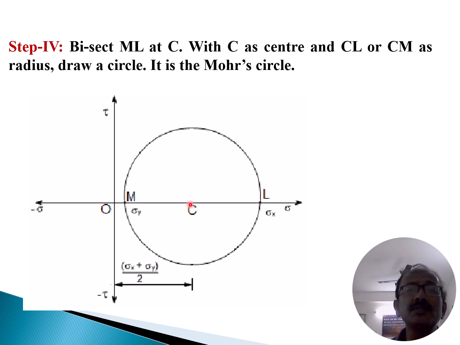So draw a circle. First of all we find the center of the circle, and when you find the center, this should be the radius of the circle, which means the circle will touch M and L. After finding the center, CL or CM should be the radius of the circle. So draw a circle, that is the Mohr circle. That's why it is written as draw a circle. It is the Mohr circle. So the Mohr circle is now drawn.